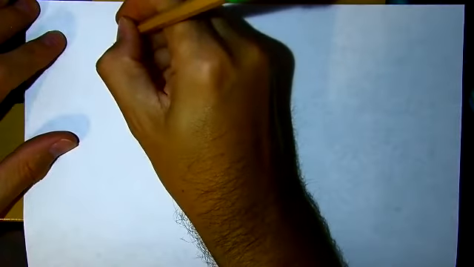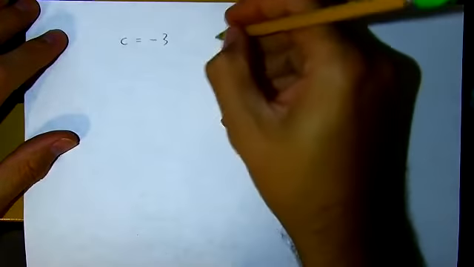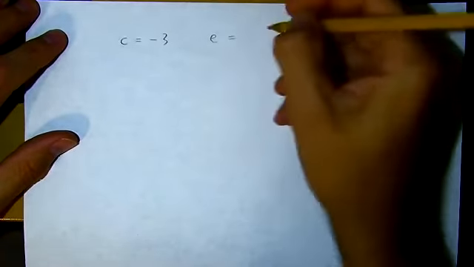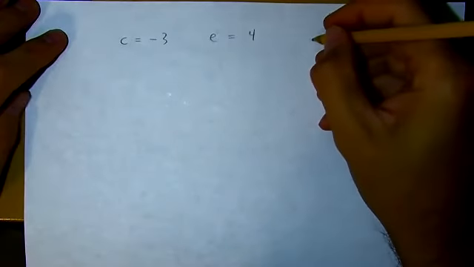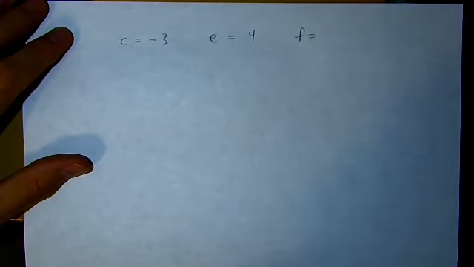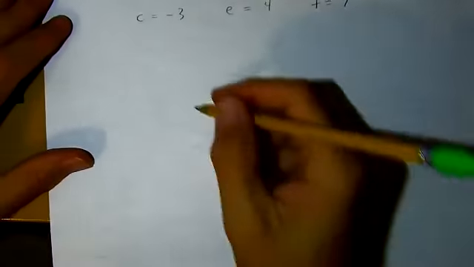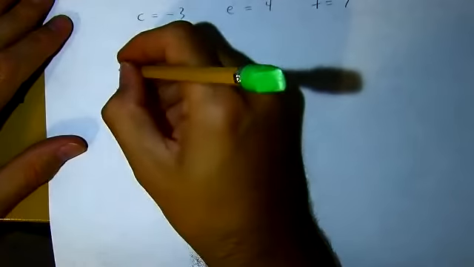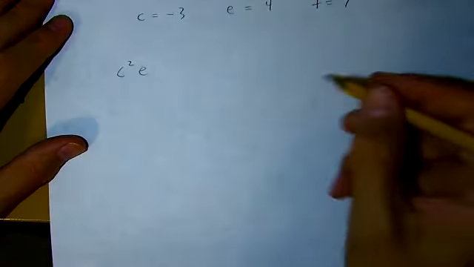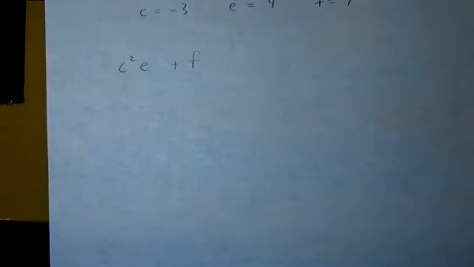You can have multiple letters beside each other. So let's say we have C equals -3. Do some negatives. E equals 4. F equals 7. Say we had C squared E plus F. So the only number in there with an exponent is the C.